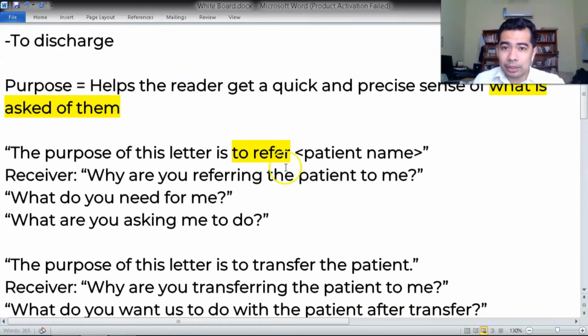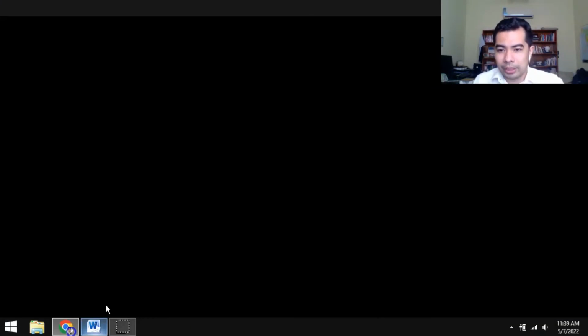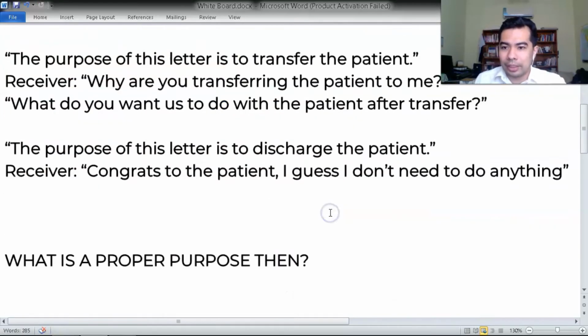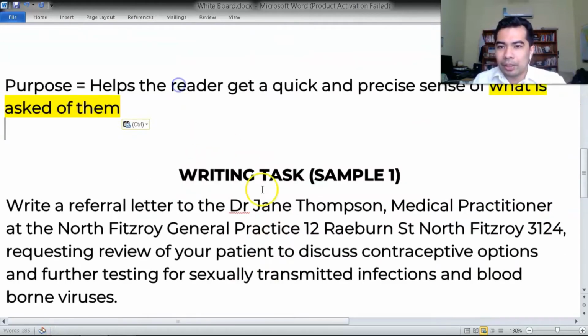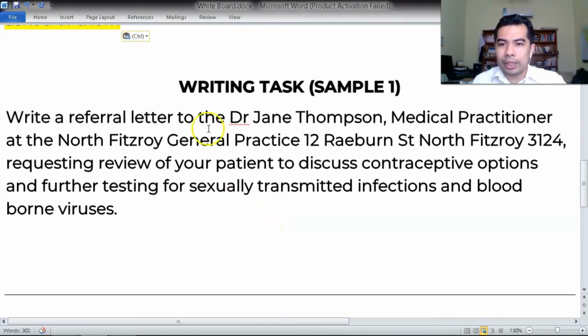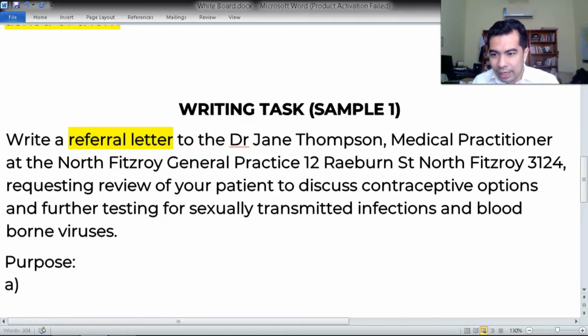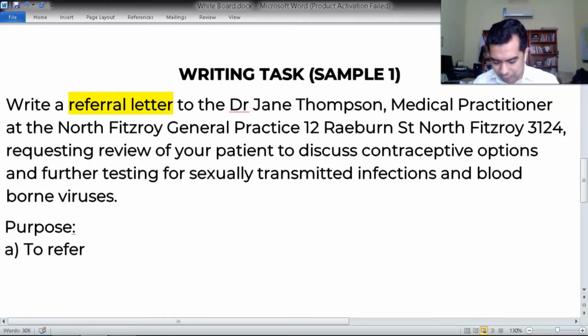And it goes back to this definition that we again read from the level descriptor. It has to be something that tells the receiver what is asked of him or her. Let's look at this writing task and see what the purpose would be. Take note that it says here that we are going to write a referral letter to Dr. Jane Thompson. So immediately students will think, oh, it's a referral letter, so the purpose is A, to refer, right? But remember, we're looking for what we want the receiver to do, quickly and succinctly.